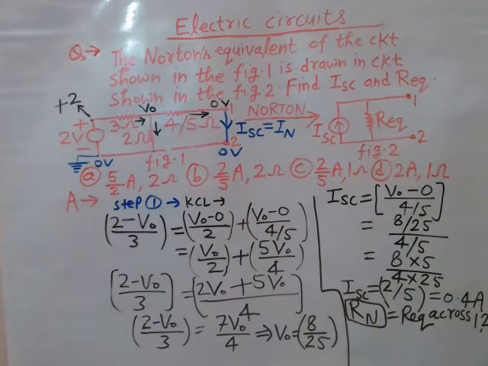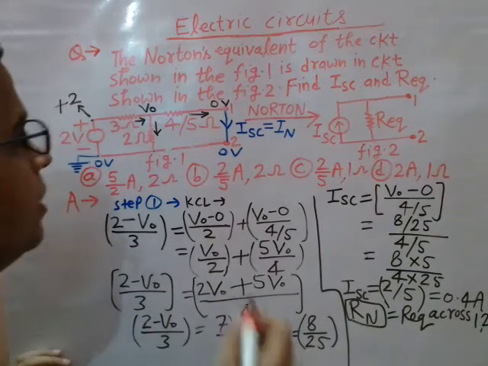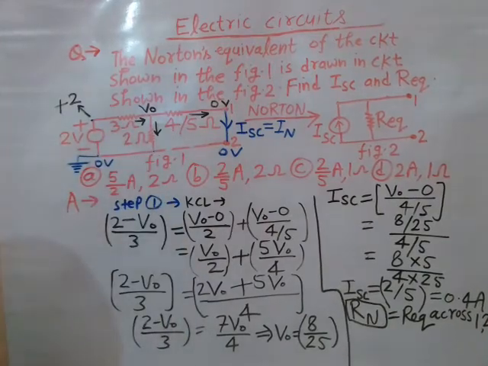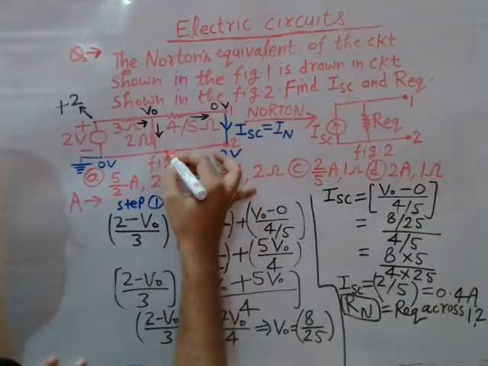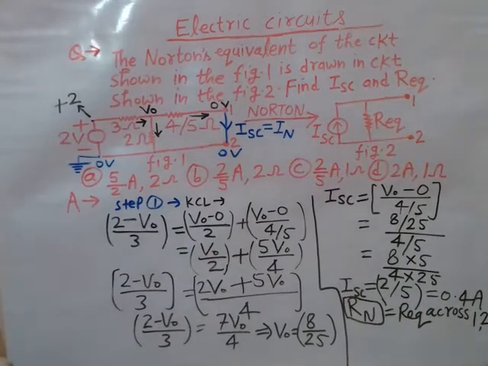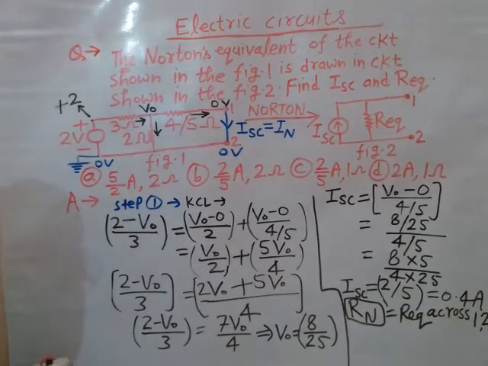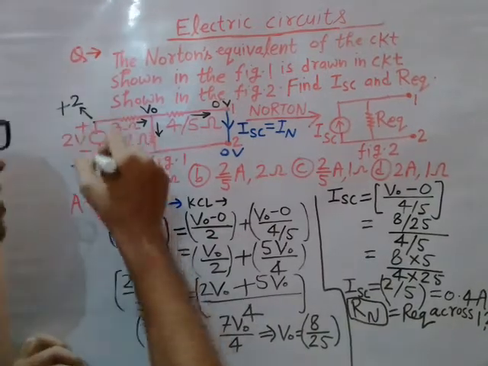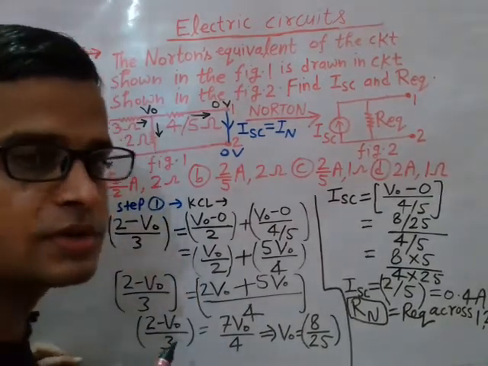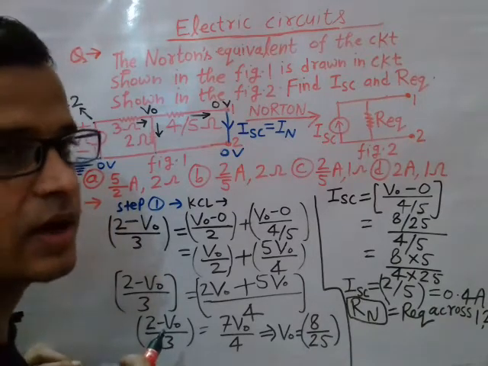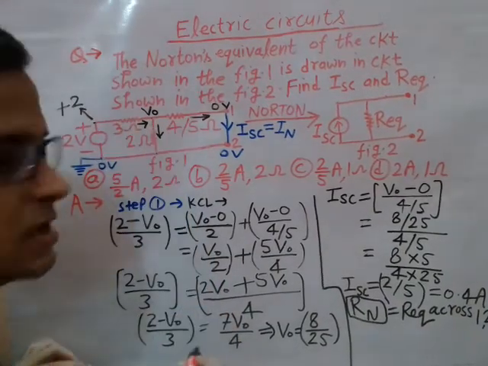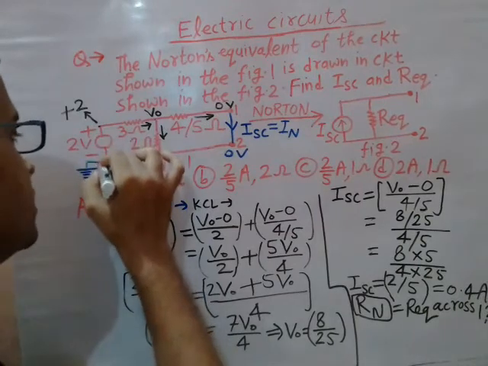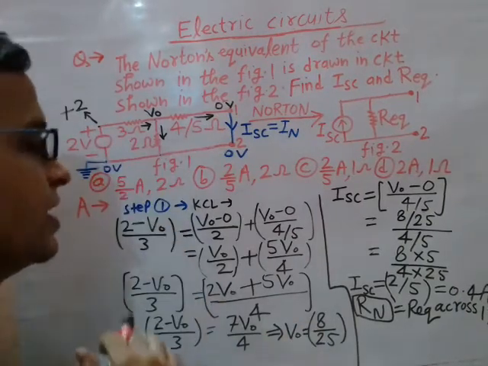And what is the process? You will deactivate all the independent sources. If it is an independent voltage source, then to deactivate it you will make it short circuit, and if it is an independent current source, then you will make it open circuit. So to nullify the effect of independent sources, you have to do this.